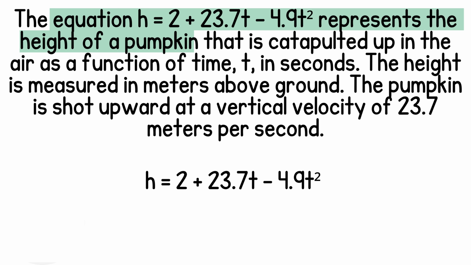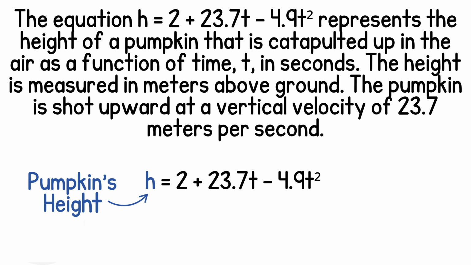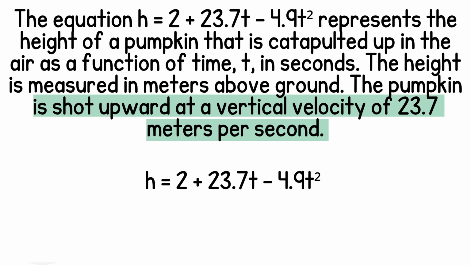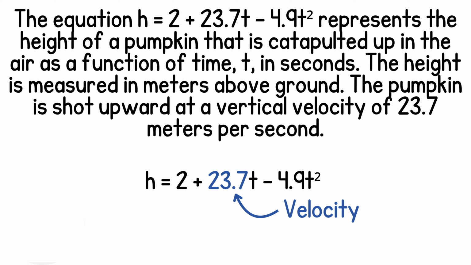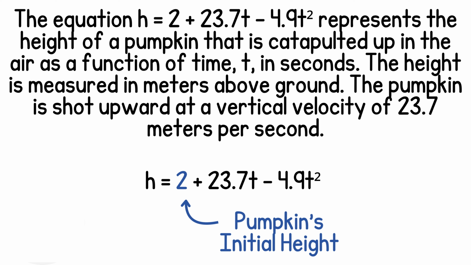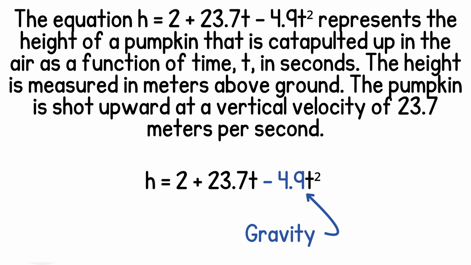We know that the equation represents the height of a pumpkin, so h will tell us the pumpkin's height. And we know that this is a function of time t, so the variable t will represent the time. And we know that it's shot upward at a vertical velocity of 23.7 meters per second. So the 23.7 represents our velocity. The number 2 is our constant, so this tells us our y-intercept, or the pumpkin's initial height. And the negative 4.9 represents the gravity that will pull it down. Since this is our a value and it's negative, this tells us that the parabola will be upside down if we were to graph it.